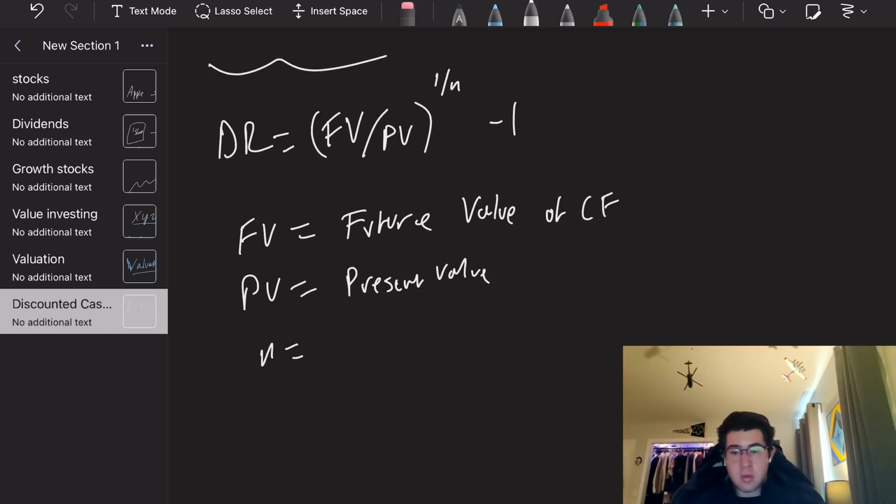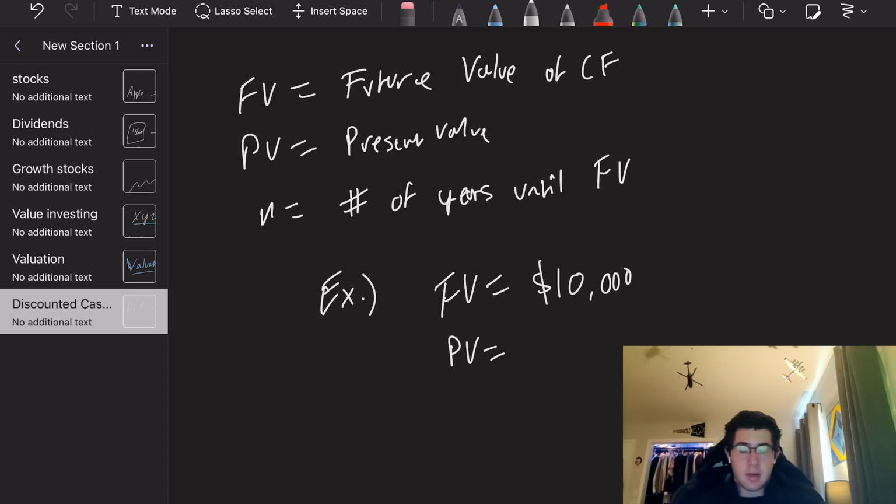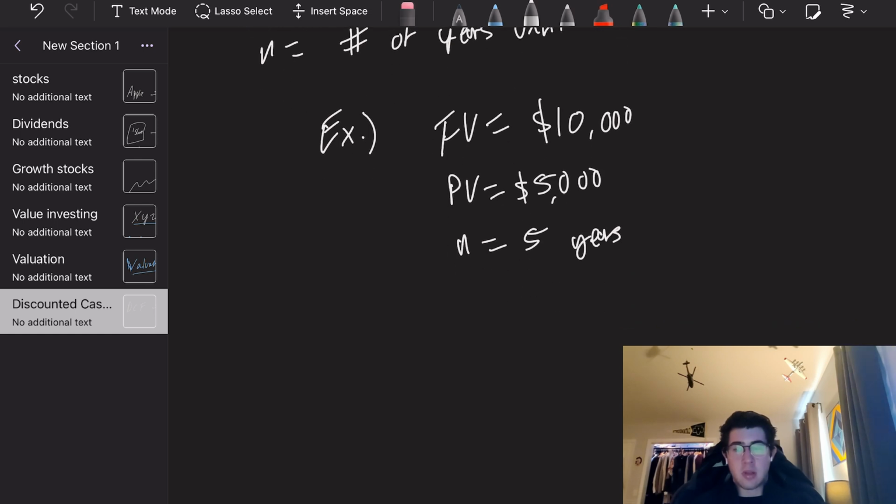And n equals number of years until future value. And I'll give you guys an example of this. So say the future value is going to be $10,000. Present value is $5,000. And our n is 5 years. So what you got to do is just plug it into this formula.